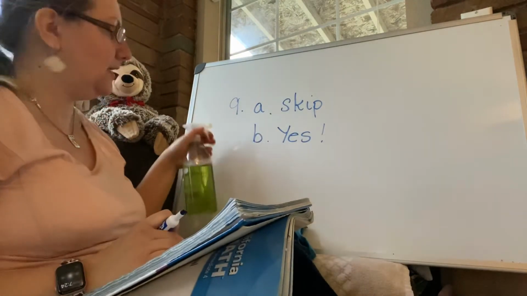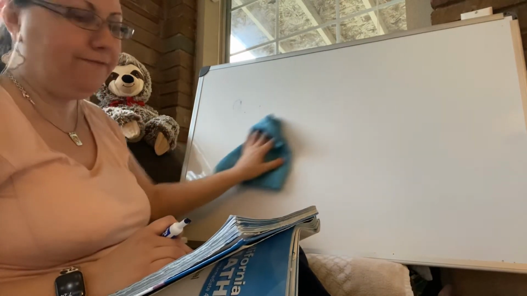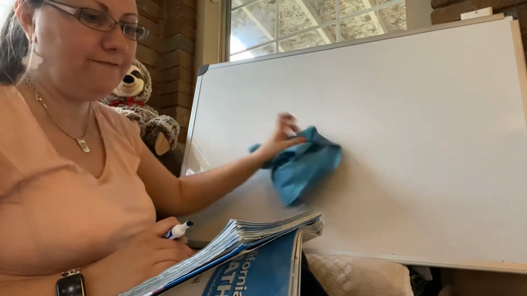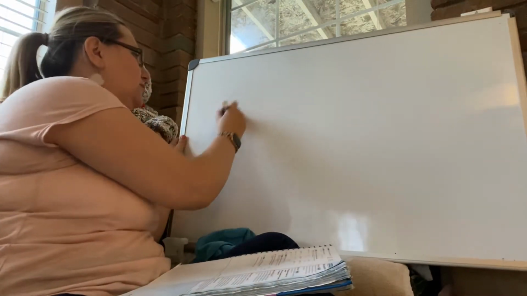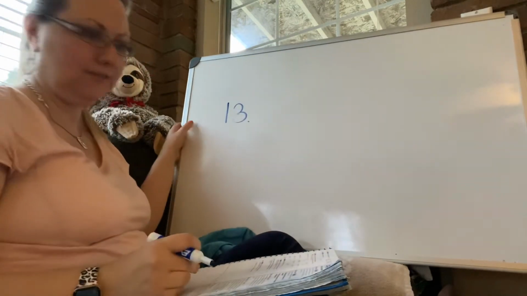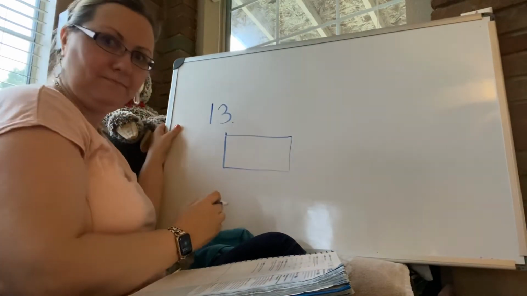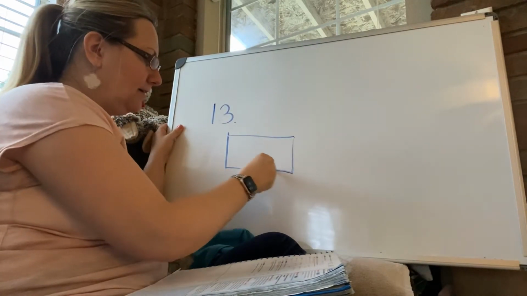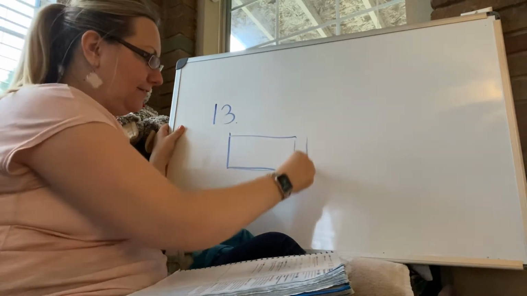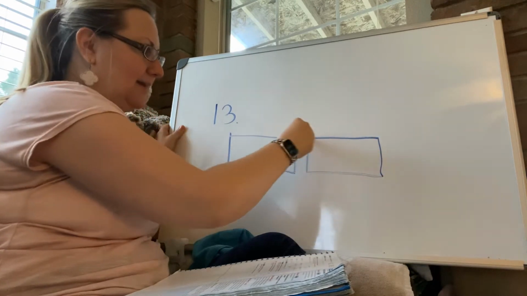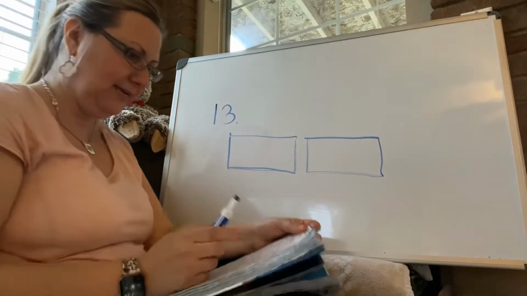Number 13, it says here, draw 2 rectangles that show that 1/5 equals 2/10. Okay, so we always want to start with 2 congruent rectangles, right? So here's one. You see that okay? All right, and here is the other. Trying to make them the exact same shape and size like you ought to be doing.